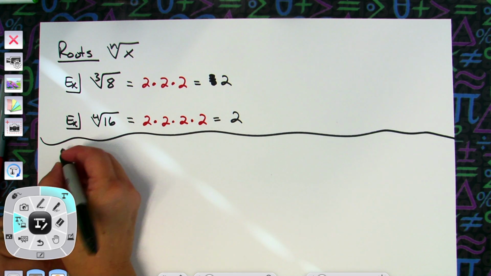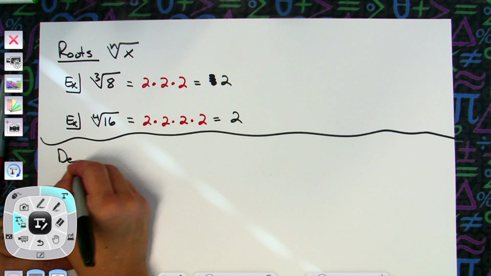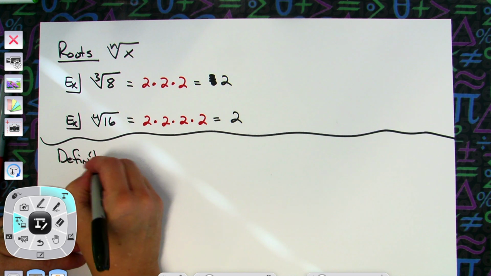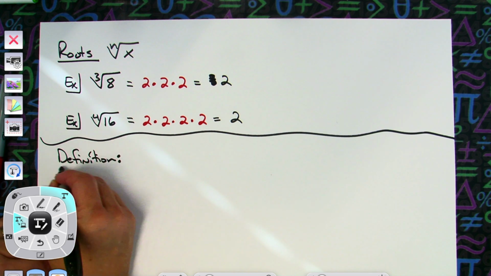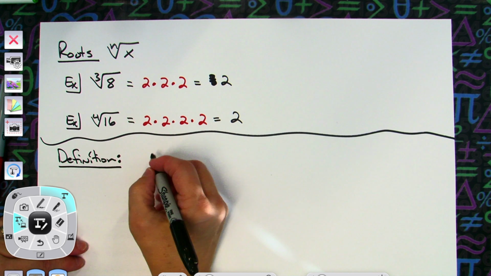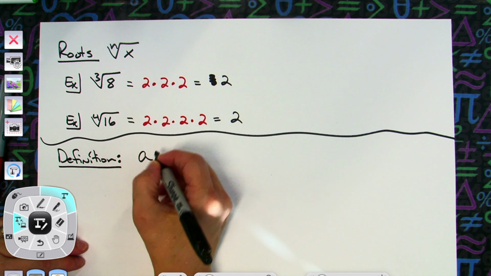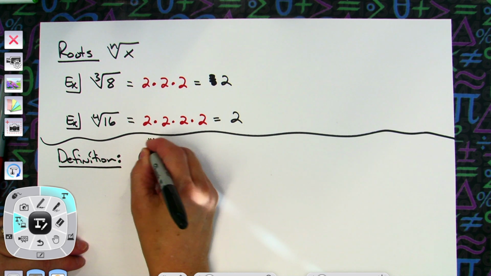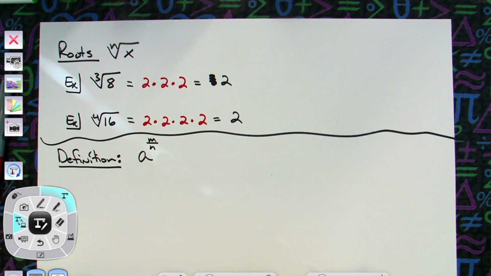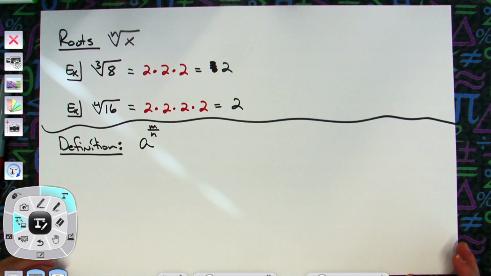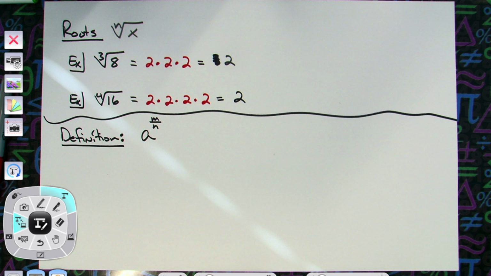Now, let's do a definition that's in this section they want you to review. Let's suppose I had an a raised to the m over n. So in other words, some base raised to an exponent. Okay, now there's two different ways that this simplifies.